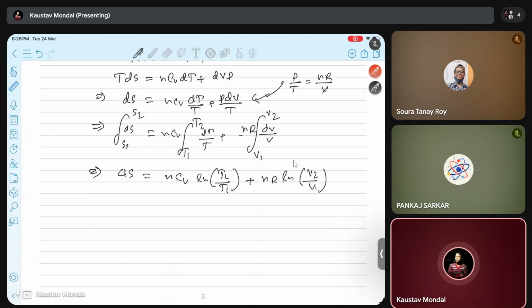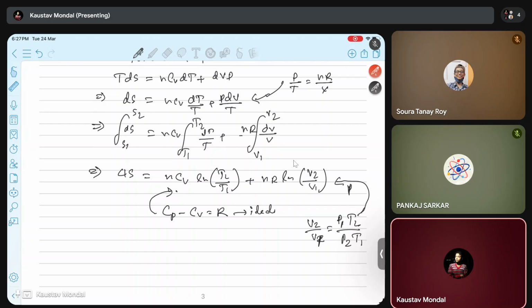Now you can also write it in another way, in terms of Cp also. You know, Cp minus Cv equal to R for the case of an ideal gas. So by using this equation you can write this formula in terms of Cp also. Similarly, you can write V2 by V1 as P1 T2 by P2 T1, right? By substituting this here, you can also write this equation in terms of pressure and temperature.